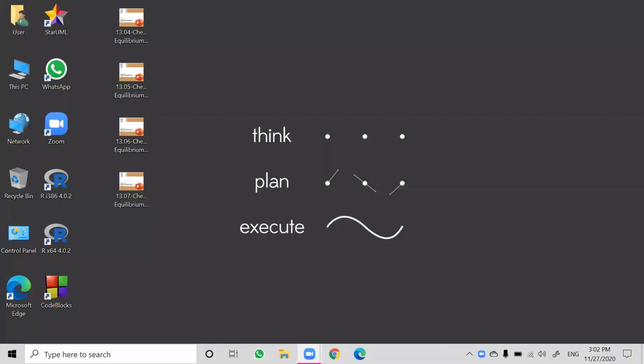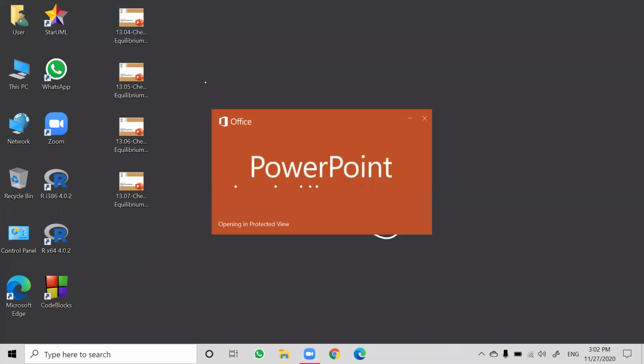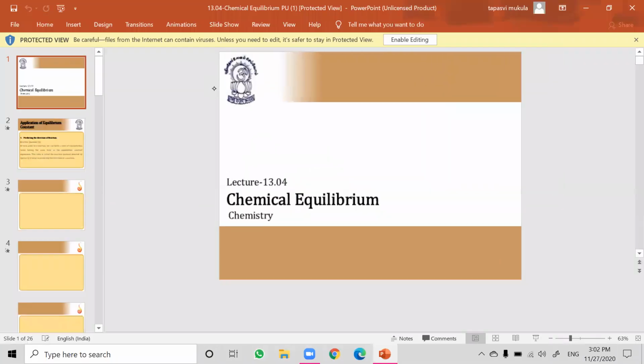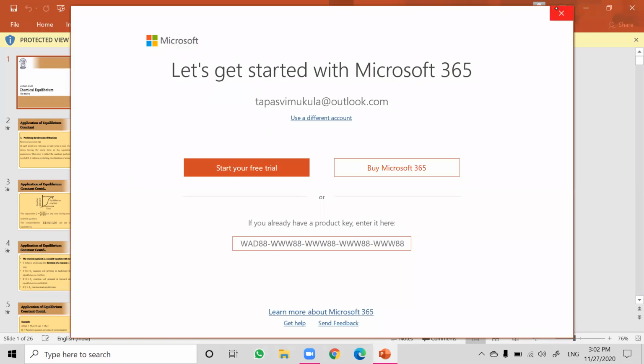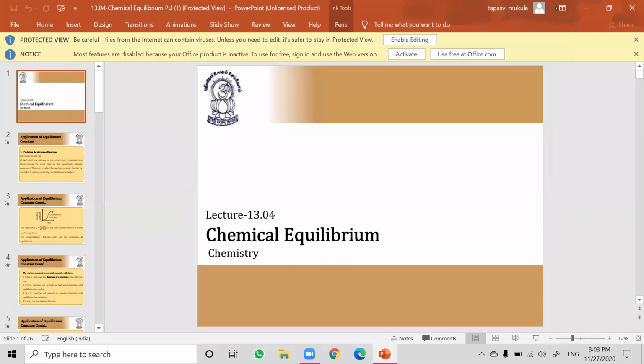So far we have completed, in lecture 3, questions based on Kp and Kc. Now we are going to discuss a new topic in this chapter, that is applications of equilibrium constant. With this lecture we can finish off Kp, Kc and the equilibrium constant. And next we have one more topic, that is Le Chatelier's principle.